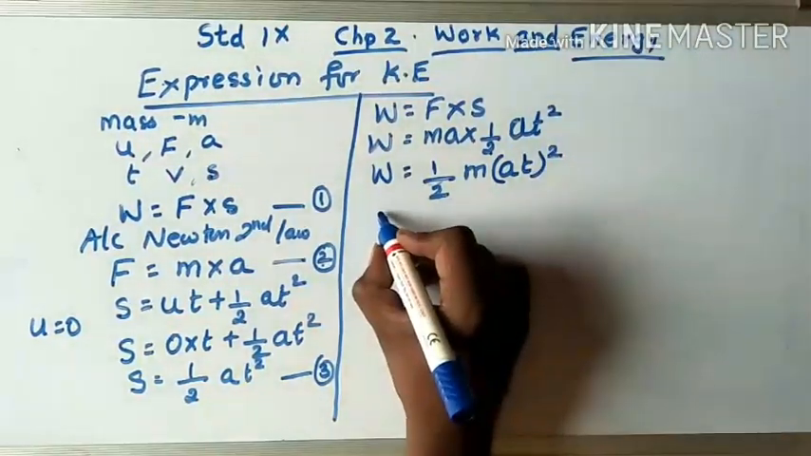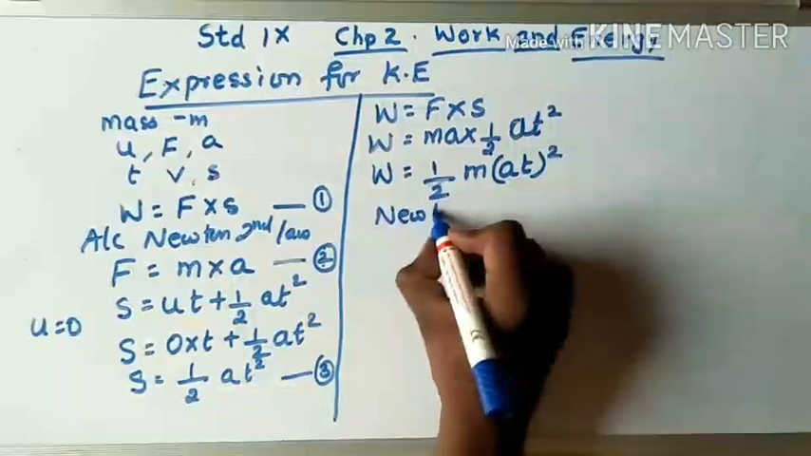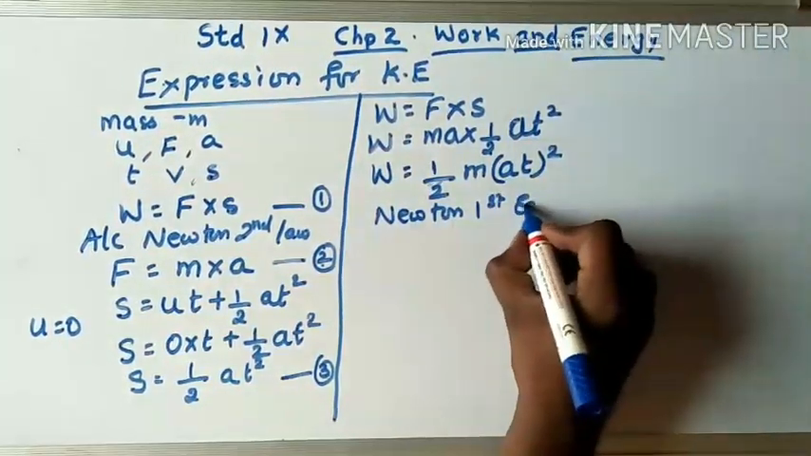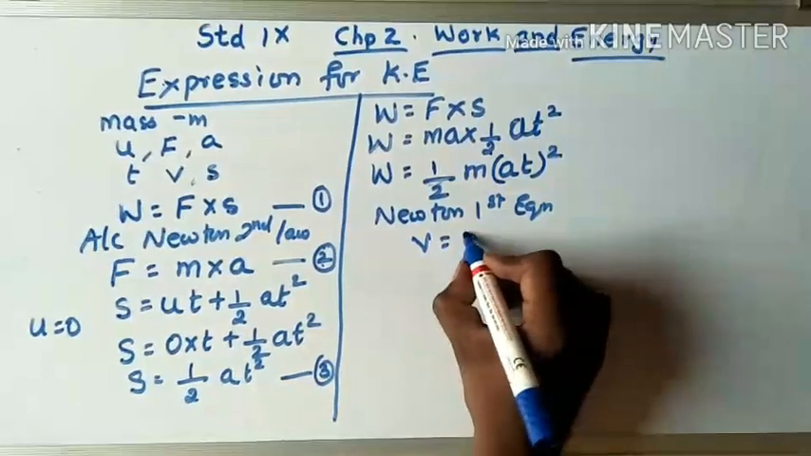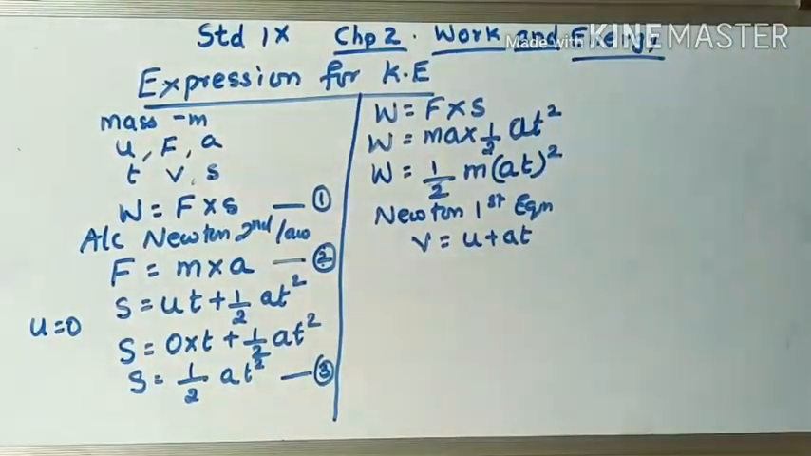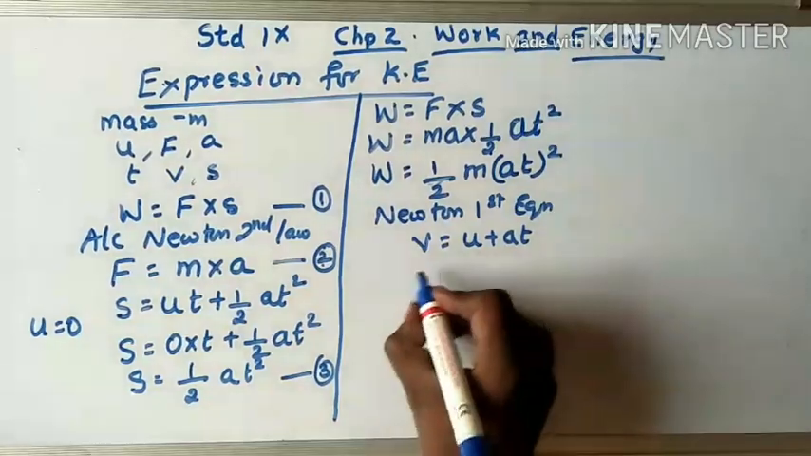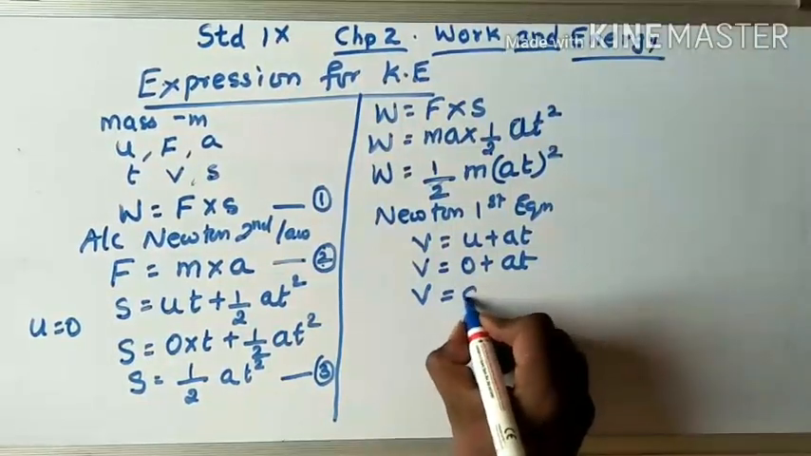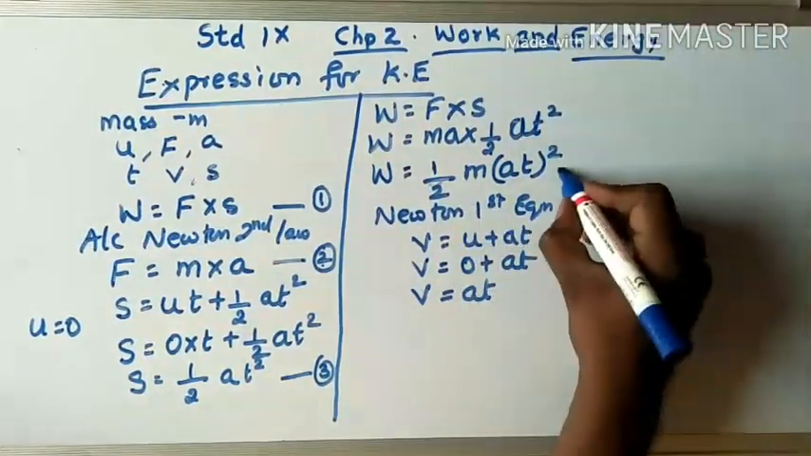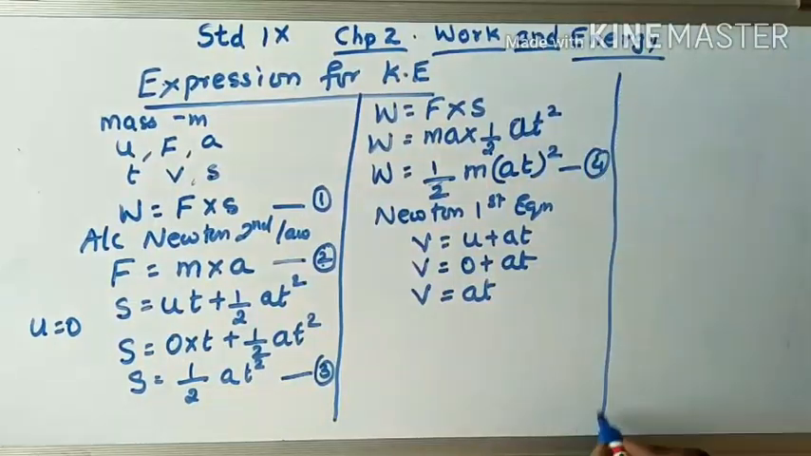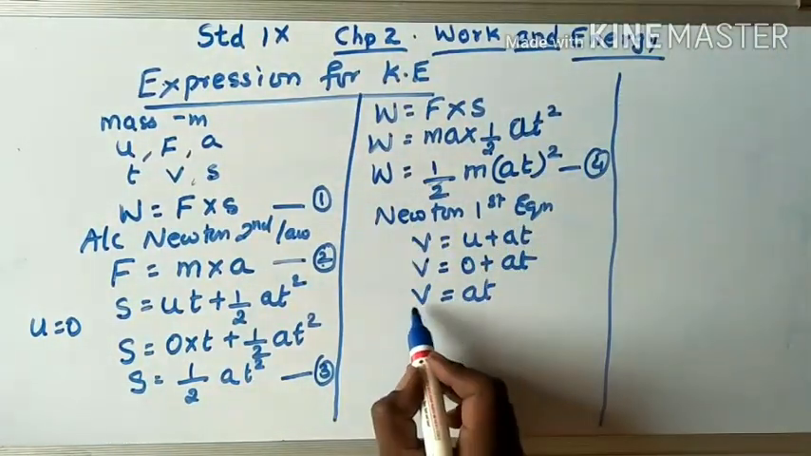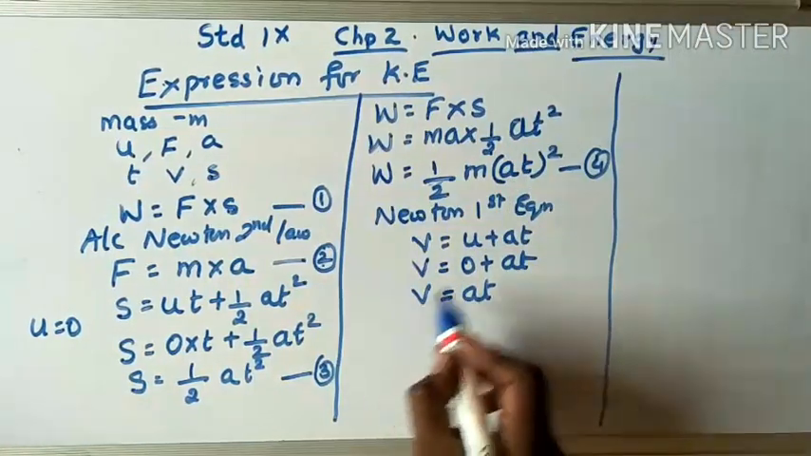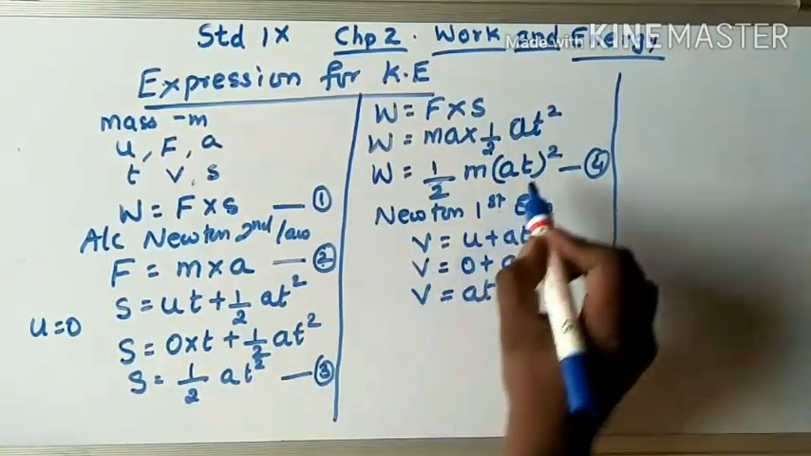So using Newton's first equation of motion, V is equal to u plus at. Now in this formula, as I said, the value for u is already 0 because initial velocity is 0. So we'll put 0 plus at. So V is equal to at. Make it equation number 4. Now in equation number 4, your at is V. So we'll put the value of at, V, here.